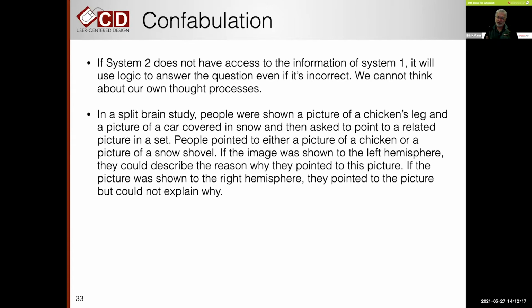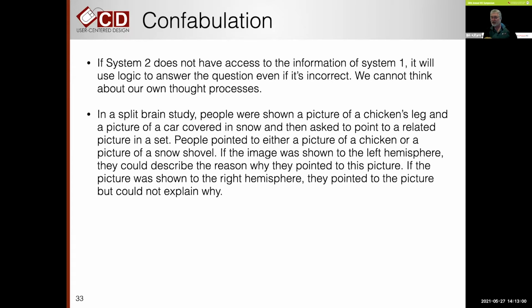Then they showed a picture to the other hemisphere that doesn't speak, and that picture was of a car buried in the snow. Now, just because it doesn't speak doesn't mean it can't function, and so when they asked this person to point at a picture in an array that was related to what they were looking at, they pointed to a shovel. But then they asked the people, why did you point to the shovel? Now, remember that one hemisphere saw the car in the snow. That hemisphere controlled the hand to point at the picture. But the other hemisphere is completely unaware of this event because the 2 hemispheres can't communicate.